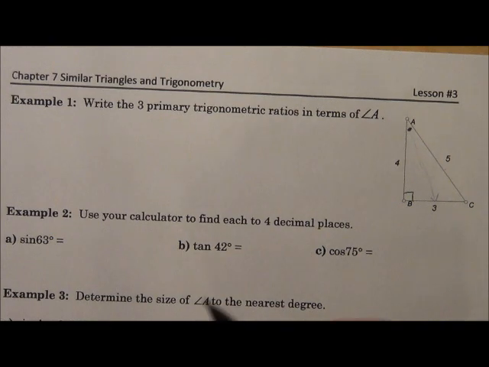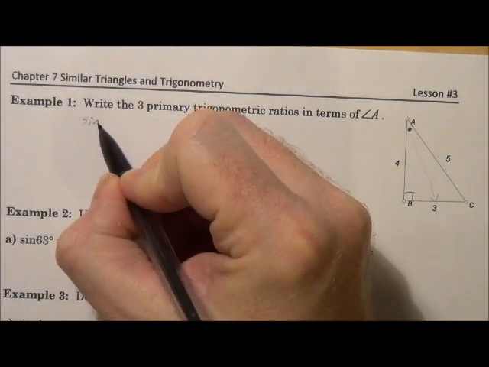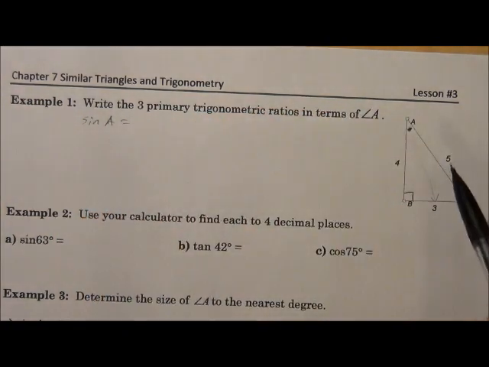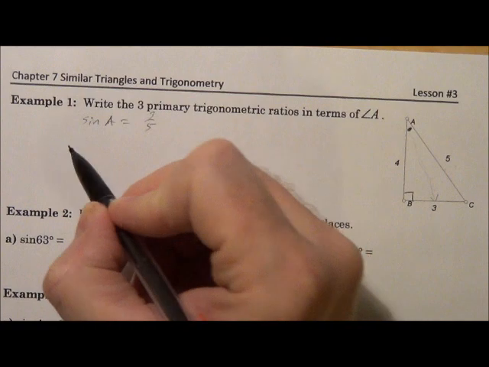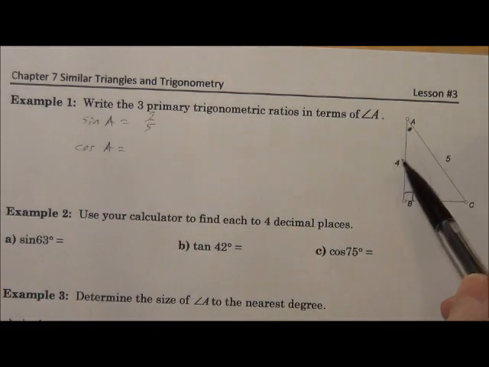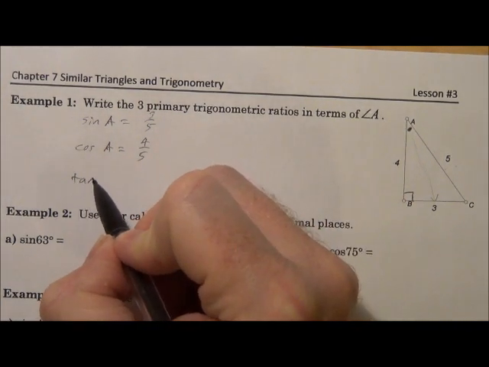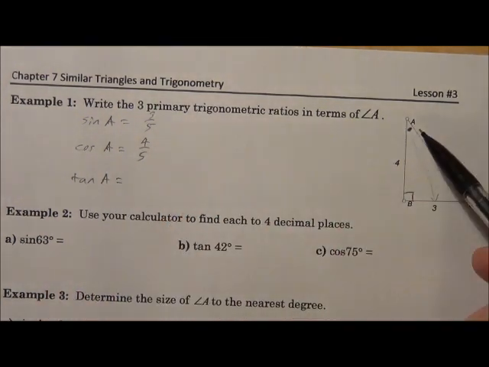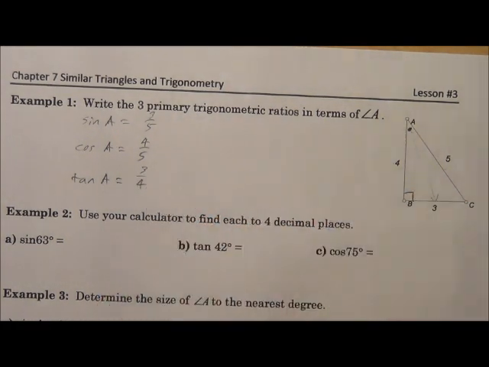So the three primary trigonometric ratios in terms of angle A, we'd say the sine of A is opposite over hypotenuse, which is 3 over 5. The cosine of angle A is adjacent over hypotenuse, which is 4 over 5. And the tangent of angle A is the opposite over adjacent, which is 3 over 4 in this case.